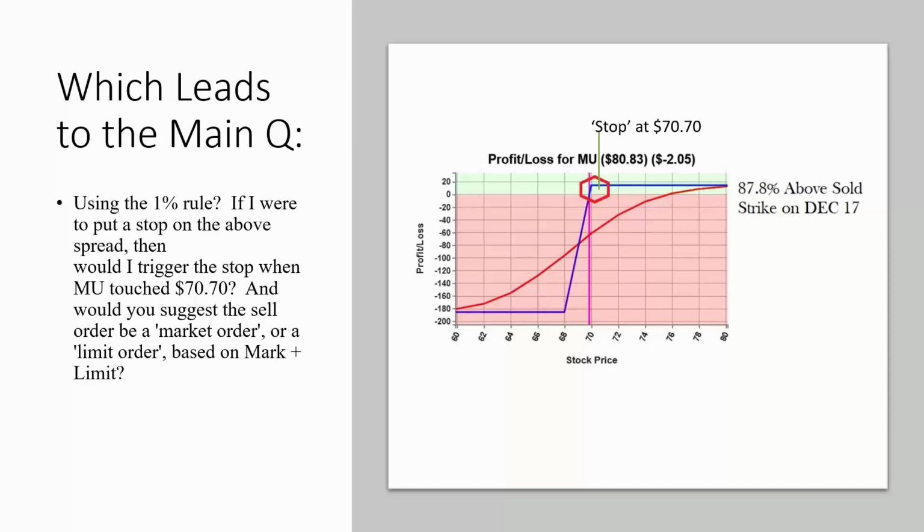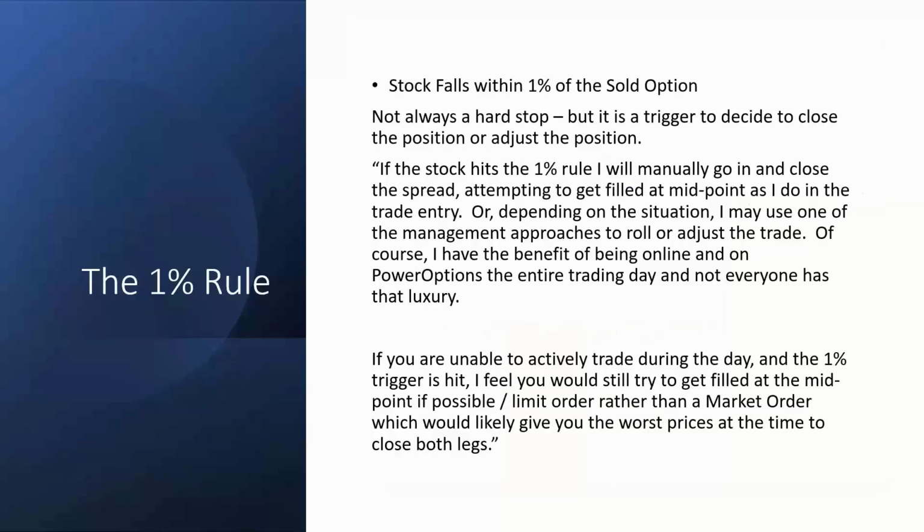Okay. So we had this discussion I mentioned last week about the 1% rule and the 50% rule, 50% of the maximum loss for spread positions. Same applies to a bear call credit spread if the stock moves up within 1% of the sold call in the opposite credit spread position. But in the bull put here, the stock falls within 1% of the sold option. It's not always a hard stop for me, but it is a trigger to decide to close the position or maybe adjust the position using one of the preferred 8 ways to manage a bull put credit spread.